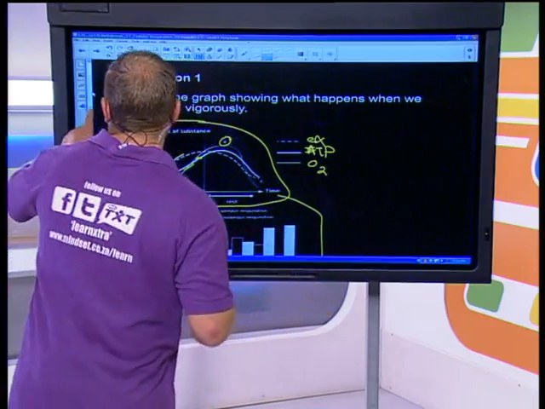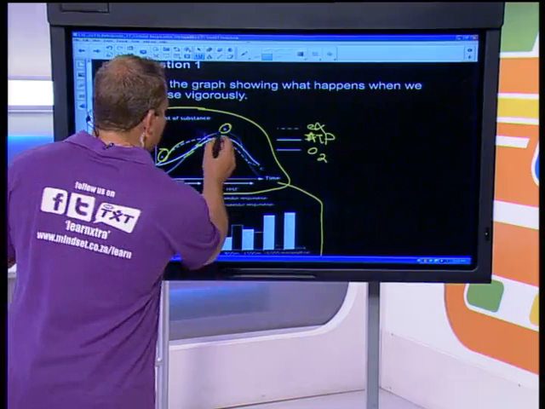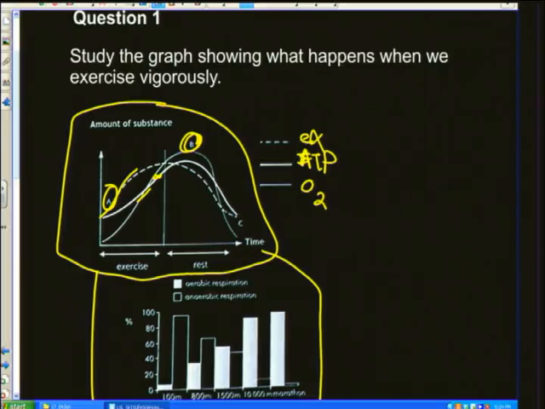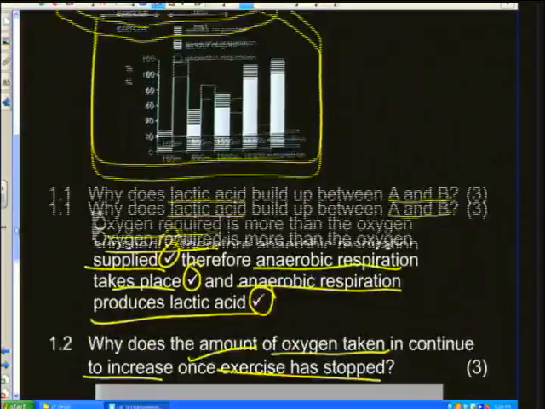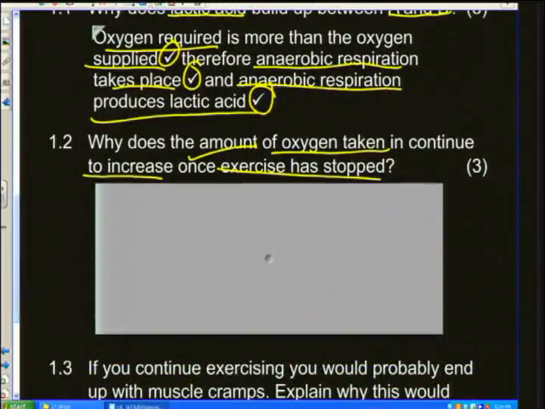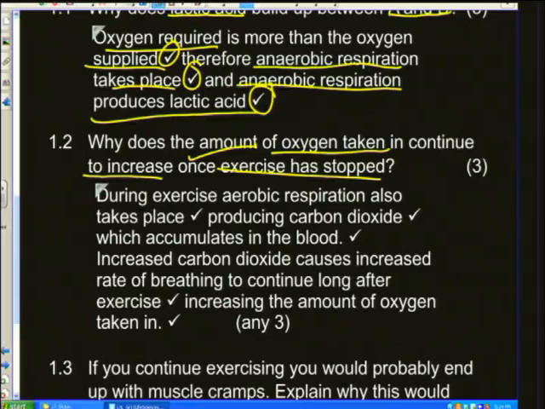Let's see. If you have a look here, B is the oxygen. So the oxygen comes along, it goes up. As we get to a certain point, now we're going to start doing aerobic respiration. Aerobic respiration takes place, we don't need that much more oxygen, and it goes back down. So let's look at the question. The question was, why does the amount of oxygen taken in continue to be high even though you've finished? And the answer is, let's go through it.